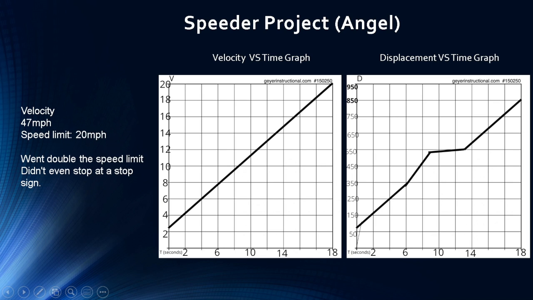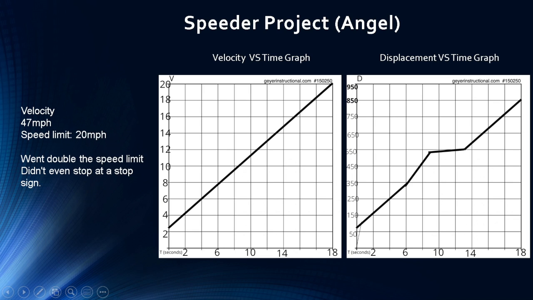Then it slowed down near the stop sign, but it didn't stop completely. But right as it hit the stop sign, it sped up. So at around 13 seconds, it sped up pretty fast actually. So to conclude, at 18 seconds, which is the endpoint, I had a total displacement of 850 feet because I stopped the timer right before the endpoint of the total distance, 950 feet.